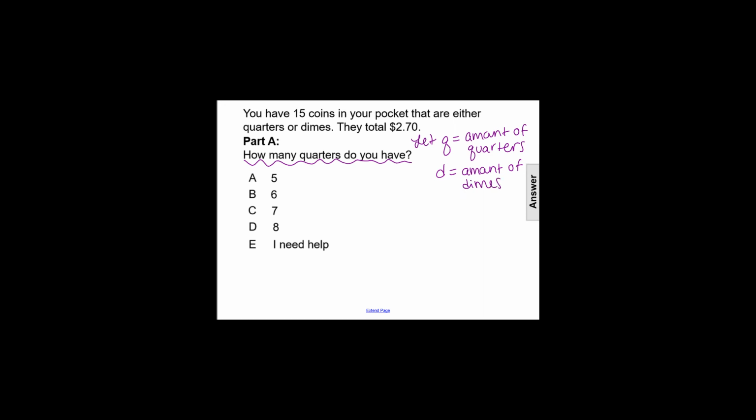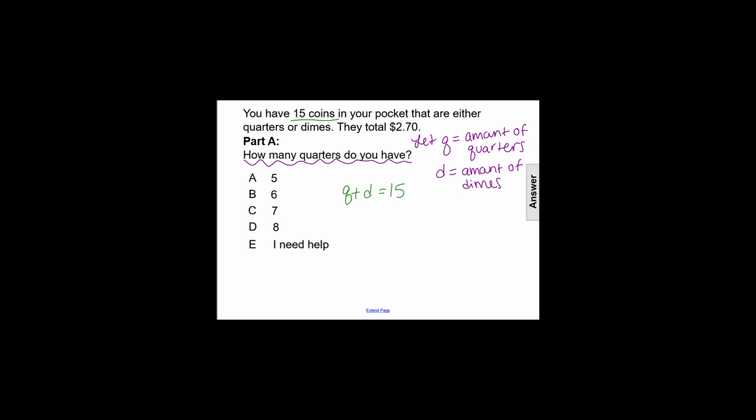Now we need to relate these variables together in two equations to create a system. The first equation will be the fact that we have a total of 15 coins in our pocket. So if we add up all the quarters and the amount of dimes, we'll get 15. So Q plus D equals 15.